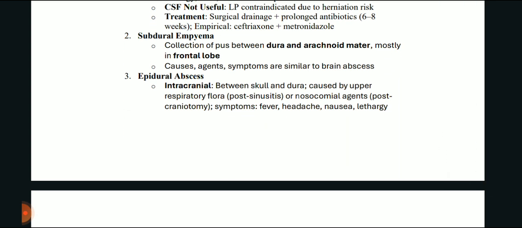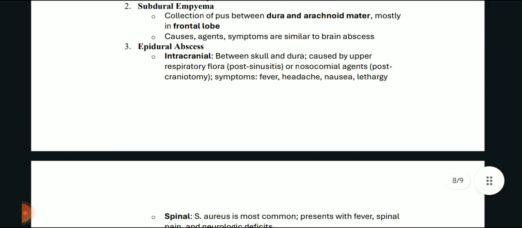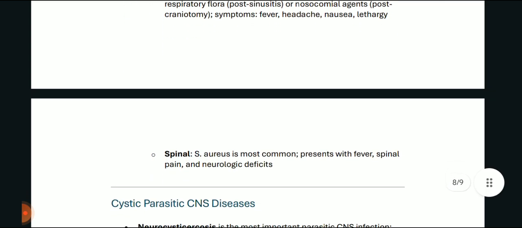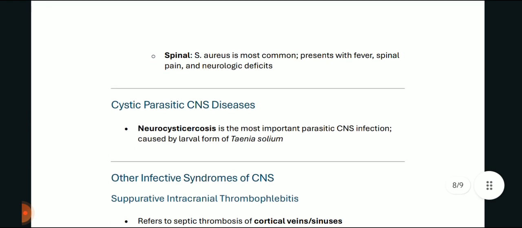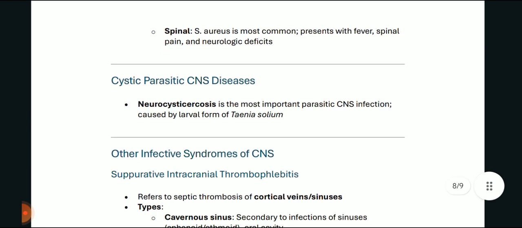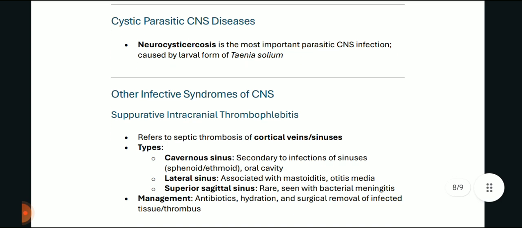Next up is the epidural abscess, an abscess outside the dura mater, an intracranial abscess between the skull and the dura, caused by upper respiratory flora, post sinusitis, or nosocomial agents, post craniotomy. Nosocomial agents are the agents which we acquire from the hospital. If somebody's head has been opened, craniotomy has been done, then there are high chances that any hospital acquired infection can cause this epidural abscess. Symptoms are fever, headache, nausea, and lethargy. Spinal causes: Staph aureus is the most common, and they present with fever, spinal pain, and neurologic deficits.